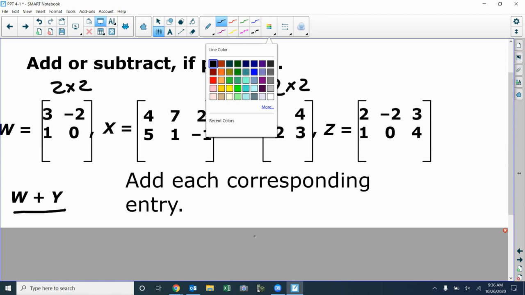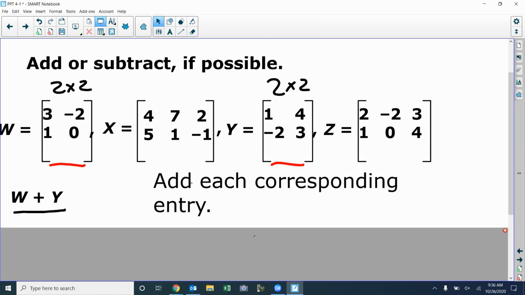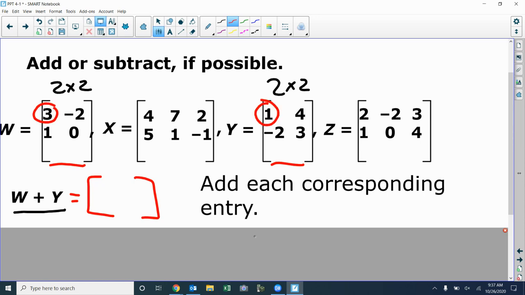And folks, you are going to love how easy it is to add these. We're going to make a new one, okay? Let me slide this over a little bit. So I'll put him right down here. And he is going to go right here. Okay? And we're just going to add like spots. Look. 3 and 1 is 4. How many of these you want on the quiz? A bunch of them, right? -2 and 4 gives me 2.